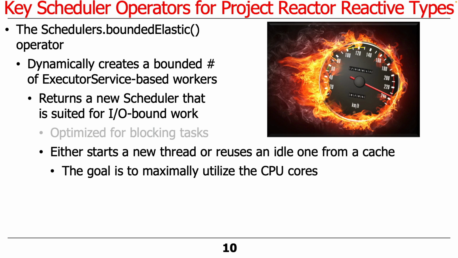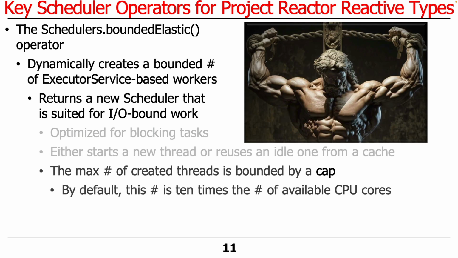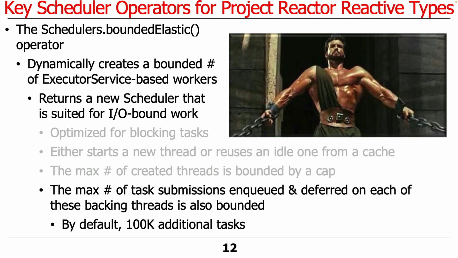New threads will be spawned behind the scenes dynamically up to a certain bound in order to make sure things keep running. However, this is not an unbounded model. It's bounded by a cap, and by default, the cap is 10 times the number of available CPU cores. So if you have an 8-core machine, you can have up to 80 threads. And I think you can change that value if you want to.